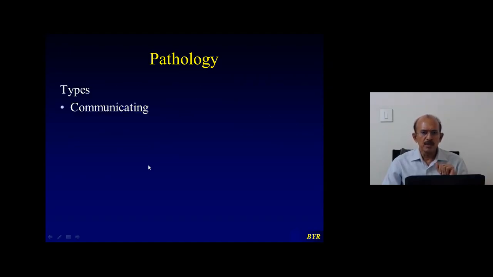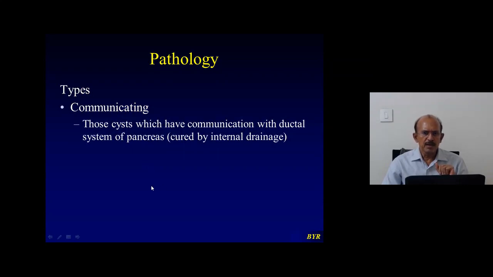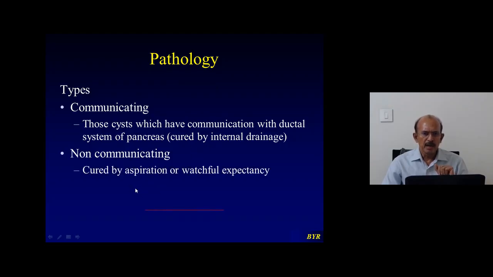So there are two types: communicating cysts, that means those which communicate with the ductal system of the pancreas. They are cured by internal drainage. Non-communicating cysts, where the communication has been blocked by development of fibrosis. These are cured by aspiration or by watchful expectancy. Watchful expectancy means if you just keep them on observation, they gradually resolve because there is no communication with the ducts. Those which are having communication with the ducts do not heal. As such, they need to be operated upon.